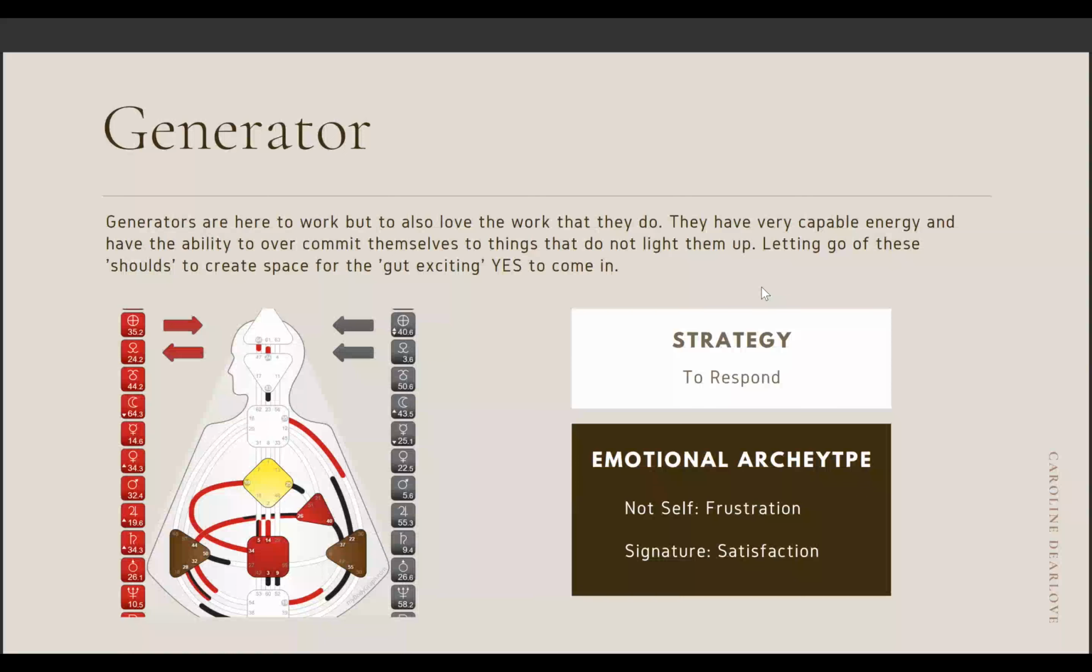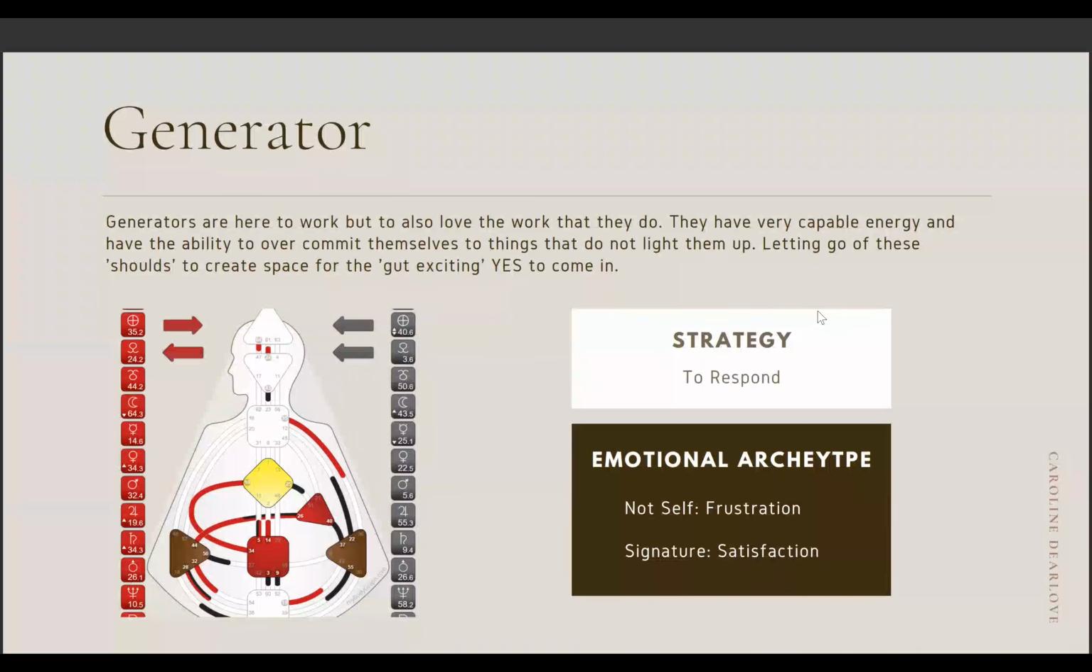So the strategy of a generator is to respond. You are responding to life. Okay, so this is quite a difficult one sometimes, because society tells us that we need to go out and get life. We need to go and get that, or go and do this, and initiate and instigate and hustle. But as a generator, hustling is not in alignment with who you are. It's about playing. It's about being in life. It's about doing those things that really light you up.